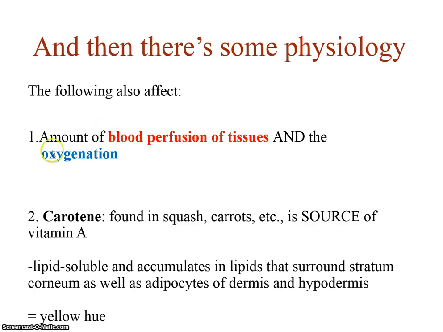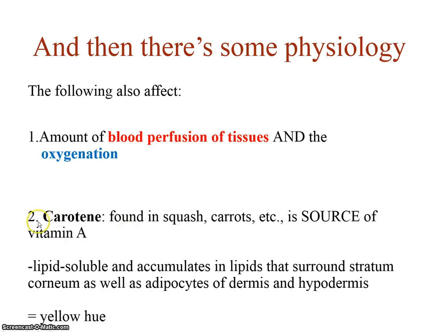so less blood flow to the skin and a different color. There's also the degree of oxygenation. So people that do not have adequate oxygenation, usually from respiratory problems, but this can also be because of carbon monoxide poisoning, have a different coloration to their skin. All right.